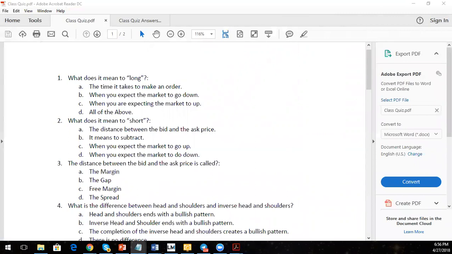Let's start off with number one, actually. Okay. So number one, what does it mean to go long? A, the time it takes to make an order. B, when you expect the market to go down. C, when you are expecting the market to go up. Or D, all of the above. I'll give you guys a couple of seconds to respond and reply to that.